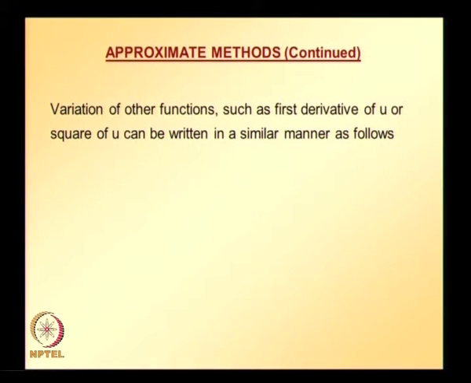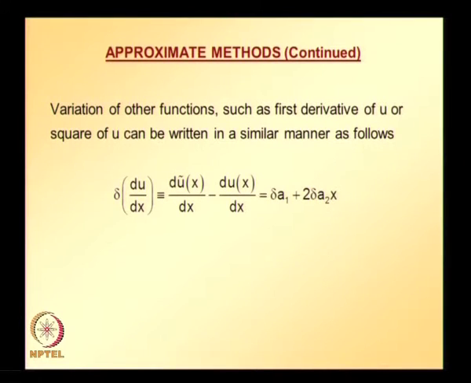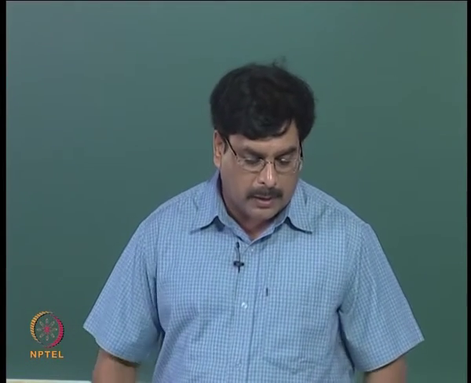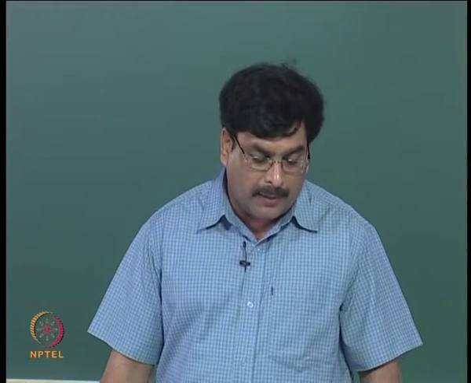And variation of other functions, such as the first derivative of u and the square of u, can be written in a similar manner. This is, by definition, the variation of the derivative of u. Variation of the derivative of u is the derivative of u tilde minus the derivative of u. When we know u tilde, we take the derivative of u tilde with respect to x, and the derivative of u with respect to x, and substitute those two quantities into this equation, we get the variation of the derivative of u with respect to x as delta A1 plus 2 delta A2 x.